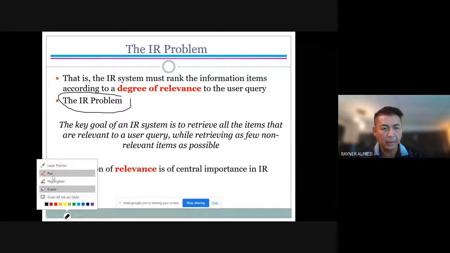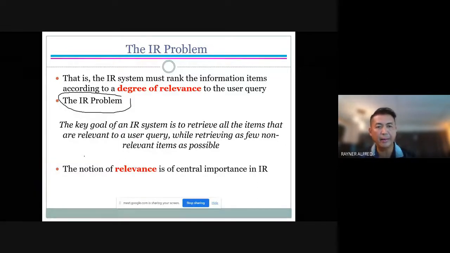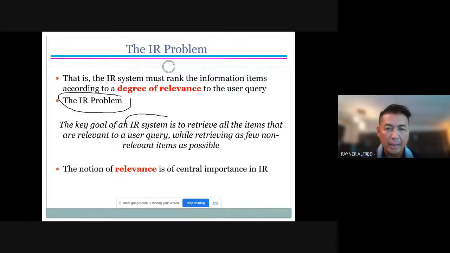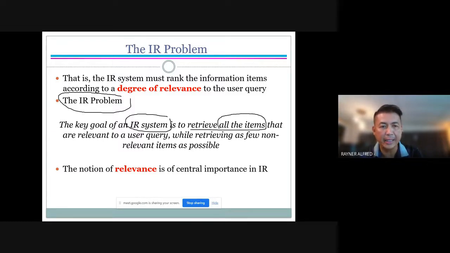Okay. So basically we are dealing with an IR system that is able to retrieve all items that are relevant to the user query. And at the same time, we are trying to reduce the number of non-relevant items as much as possible.